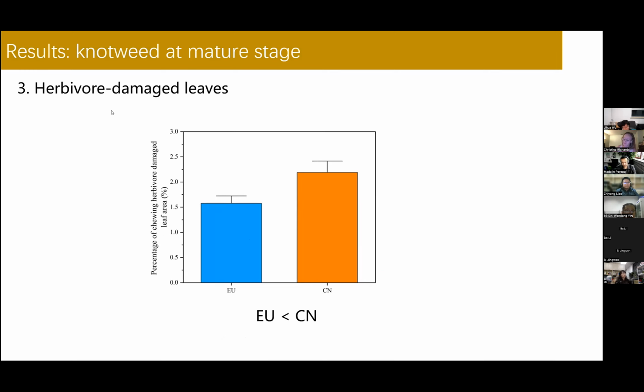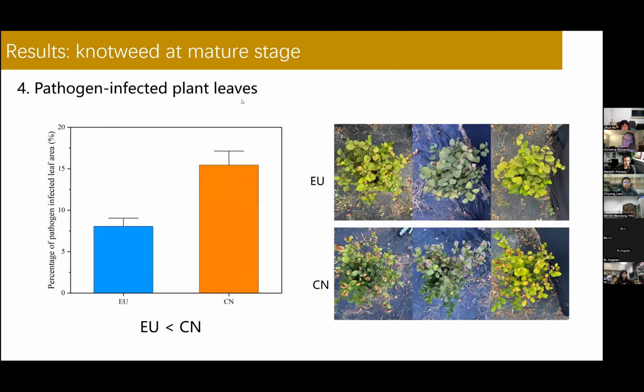Look at the herbivore damage. We found that the European population's percentage of chewing herbivore damage to the leaf area is smaller than the Chinese population. Then the pathogen infected plant leaf, this is similar with the herbivore damage to the leaf. The European population is smaller than the Chinese. Look at the pictures. This is the Chinese population. It is infected very seriously.